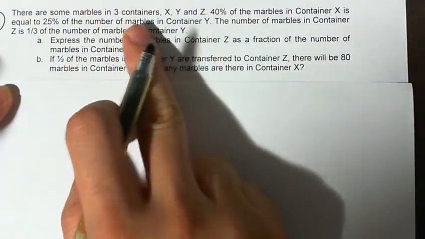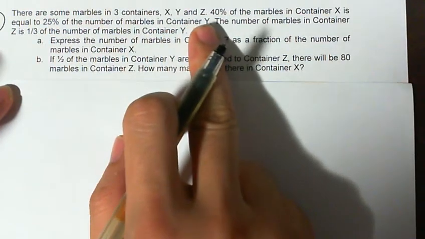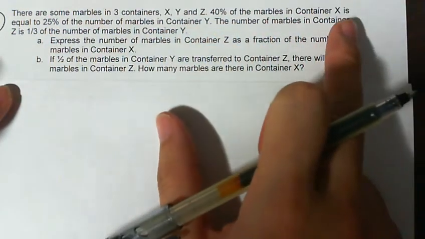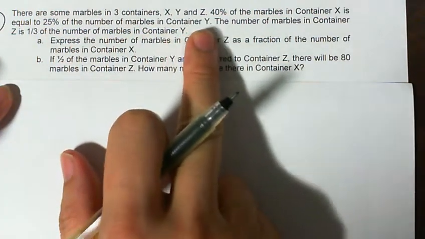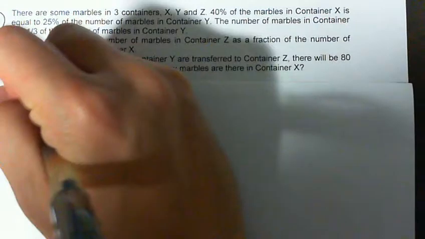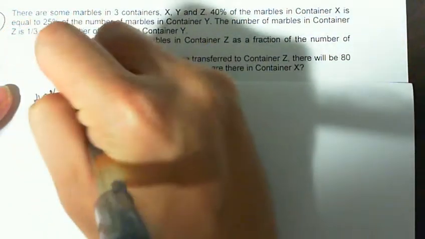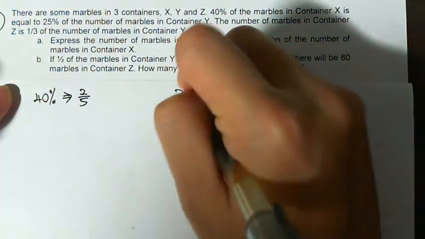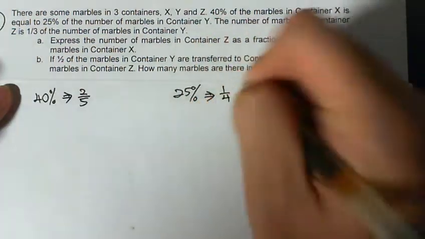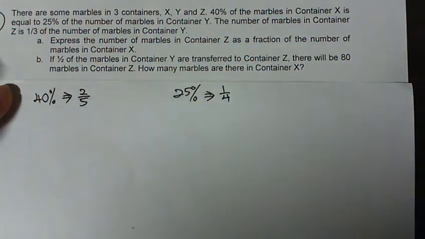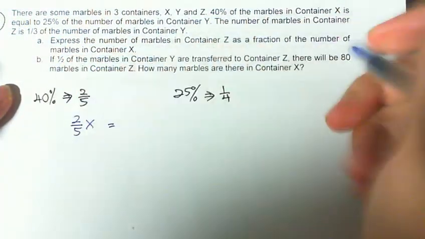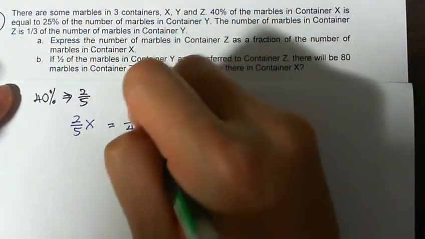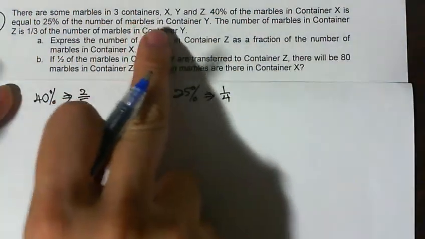This is Math Set 7, question 2. There are some marbles in 3 containers, X, Y, and Z. 40% of the marbles in container X is equal to 25% of the number of marbles in container Y. Now, 40%, I know we always write it as 2/5. 25%, we always write it as 1/4. Okay, so this is something that we all know. So basically, 2/5 of X is equal to 1/4 of Y. This is what this sentence actually says.